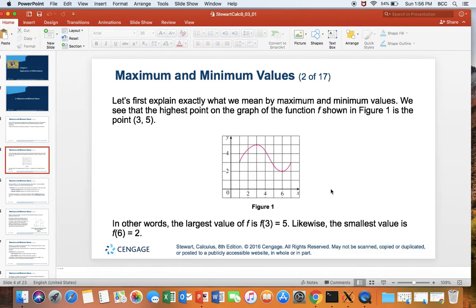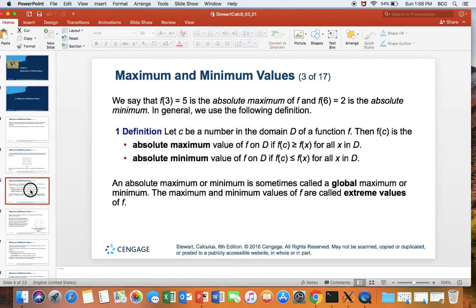Likewise, in this graph, value means height. The smallest height is 2. And where do you get that value 2? At 6. So f of 6 is 2, 2 being the smallest value. Next, we say that f(3) equals 5 is the absolute maximum of f. f(6) equals 2 is the absolute minimum.